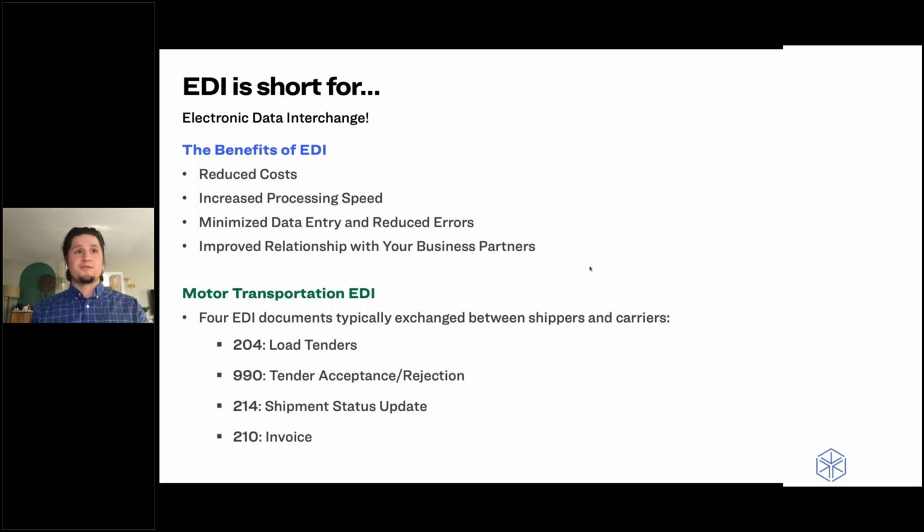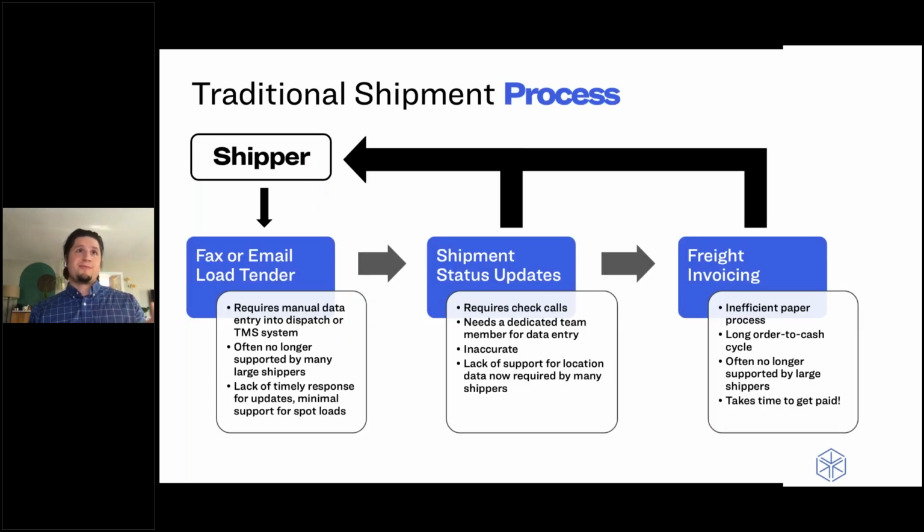Now that we've reviewed just what EDI is within the context of motor transportation, we're going to take a moment to compare the traditional shipment process to the EDI shipment process. In a traditional shipment process, typically done on paper or via fax or via email, a shipper sends a load tender via fax or email that must be manually entered into your dispatch system.